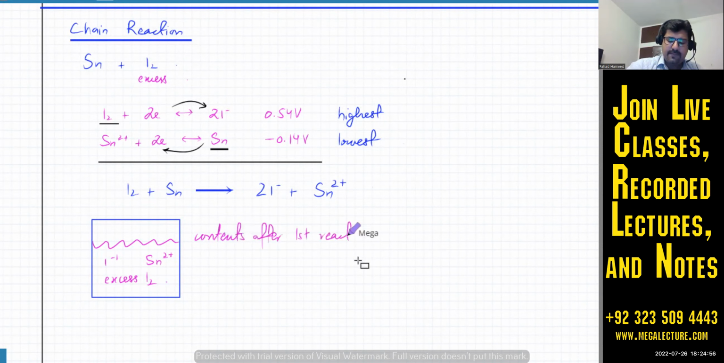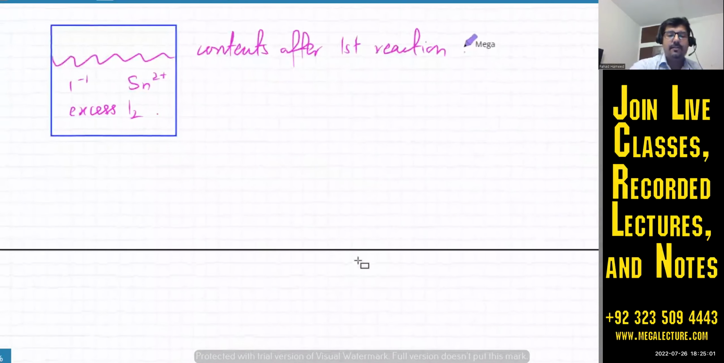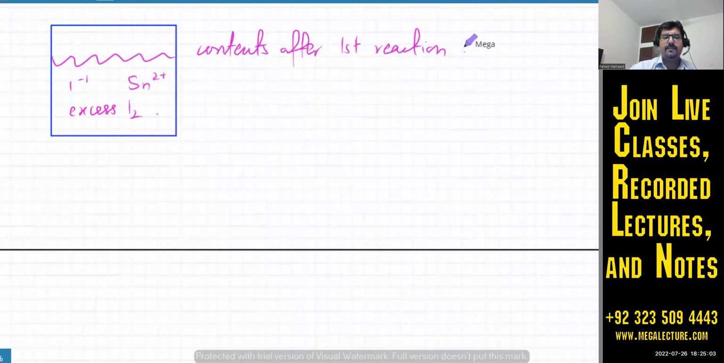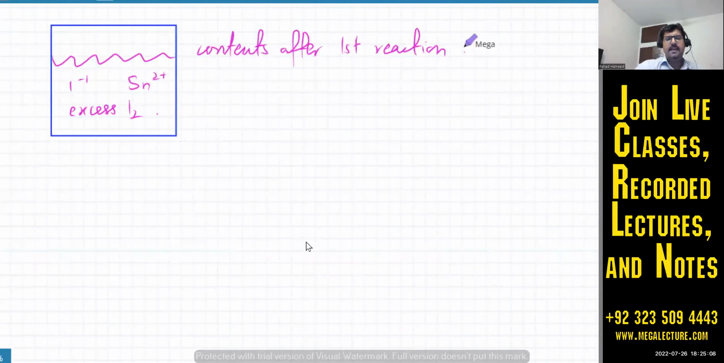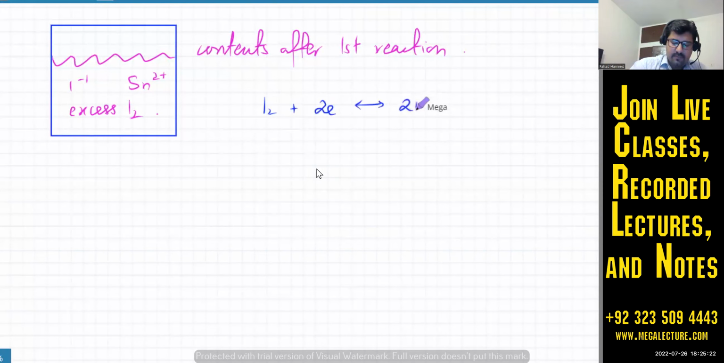So what we are going to try and figure out is, will we be having a second reaction? Forget the previous reaction, this is our starting point. This is the content of the beaker after the first reaction. So it's got iodine and I minus 1 both. So I'm going to write down those same reactions. So I've got iodine plus 2 electrons in equilibrium with I minus. And this one is 0.54 volts, right?